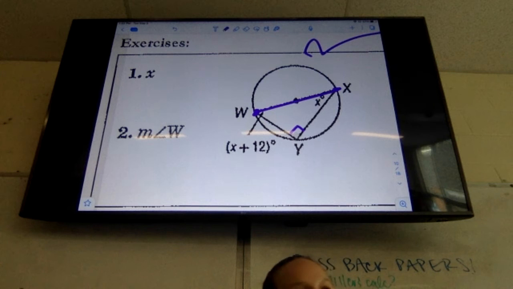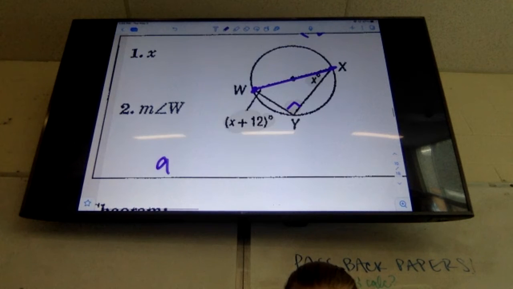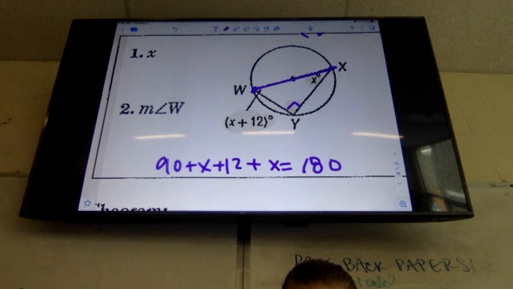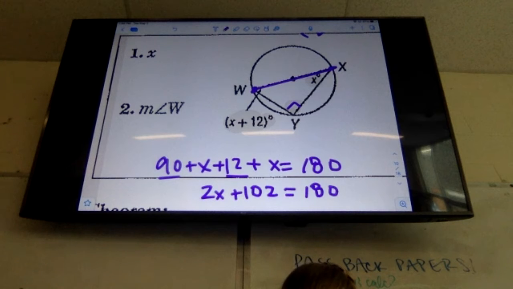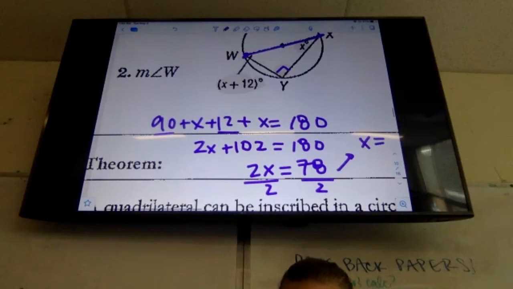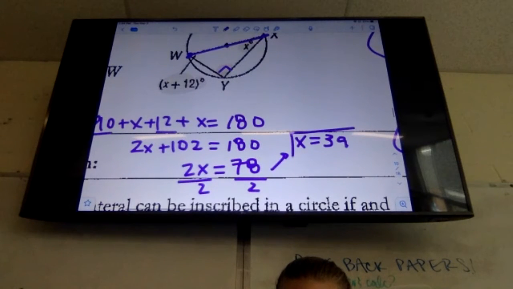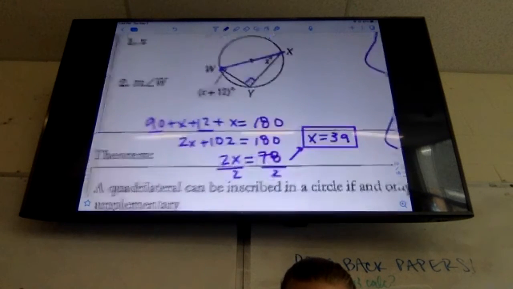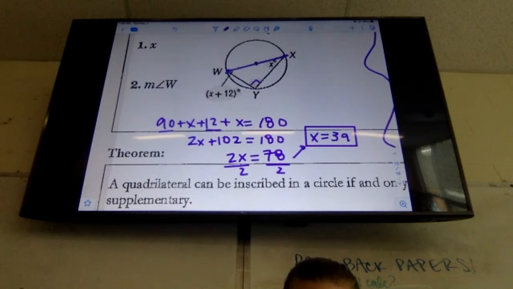So that being said, can we find X? 102 plus 2x equals... Where did 102 come from? 90 plus 12. Good. 90 plus X plus 12 plus X equals 180. And I can do 90 plus 12 is 102. 180 minus 102 is 78, divided by 2 is 39. Very good. So that means X is 39.